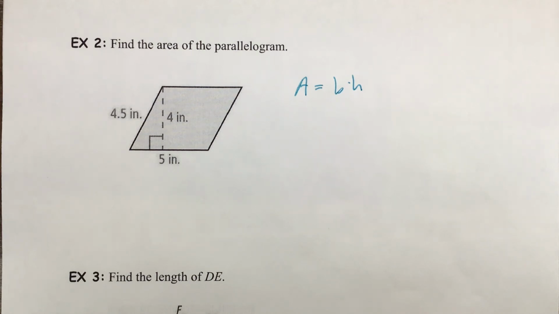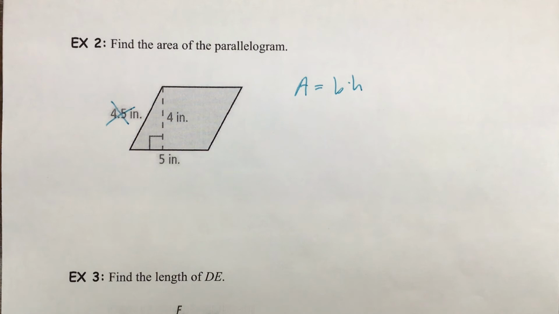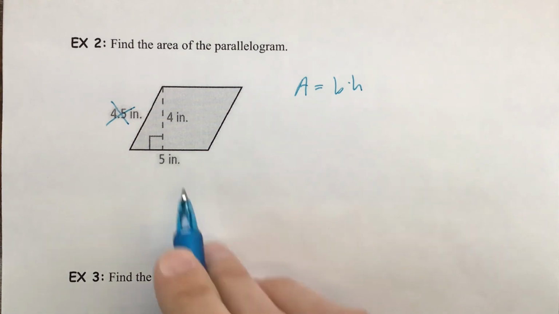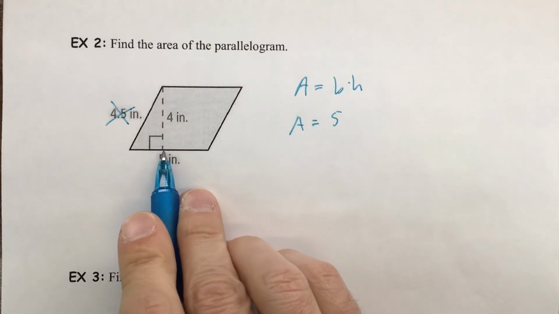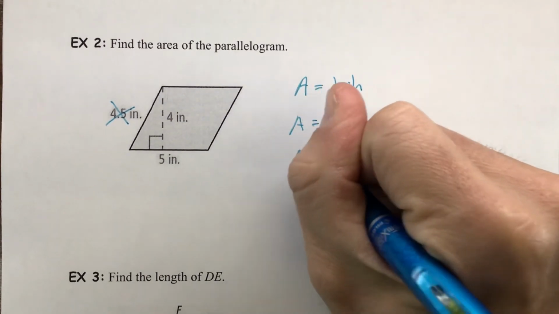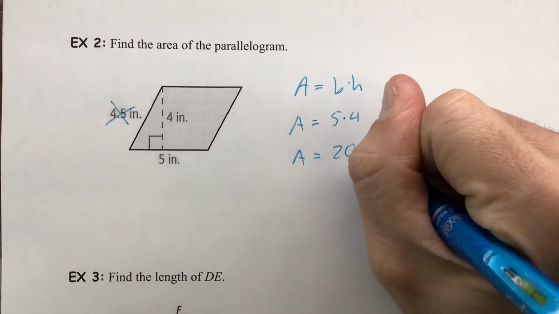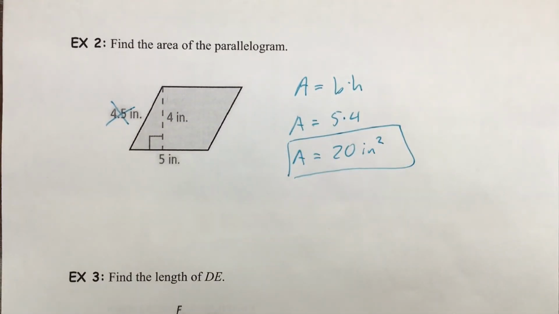Okay, and the rule here is that the base and the height must meet at a perpendicular. That's the key thing, and that's going to be a key thing throughout every shape that we look at. So, the 4.5, you don't use it. You don't need it. It doesn't help. The base is going to be the 5. The height is going to be the perpendicular to that 5, which is the 4. Okay, so the area is going to be 20 square inches. That extra measurement, the 4.5 inches, is just a distraction.